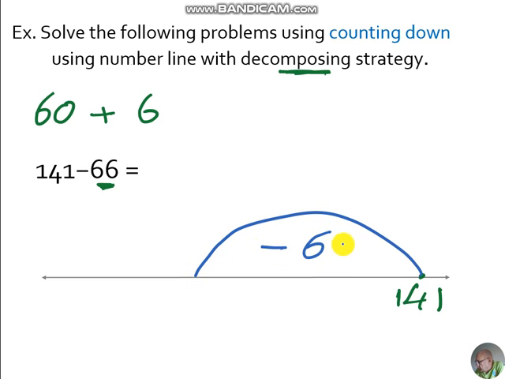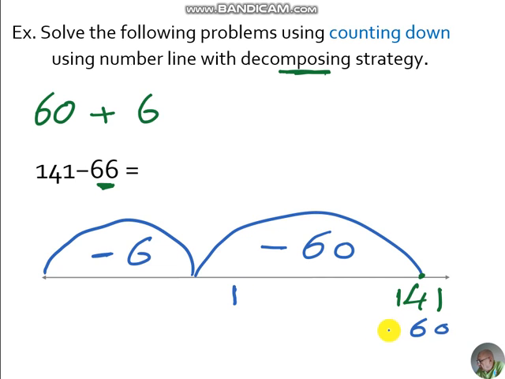The first one is minus 60 and the second one minus 6. 141 minus 60, you get 1 here. 4 minus 6 you can't. 14 minus 6 you get 8. Means you get 81. And the 81 take away 6, you get 75. And this is the final answer.